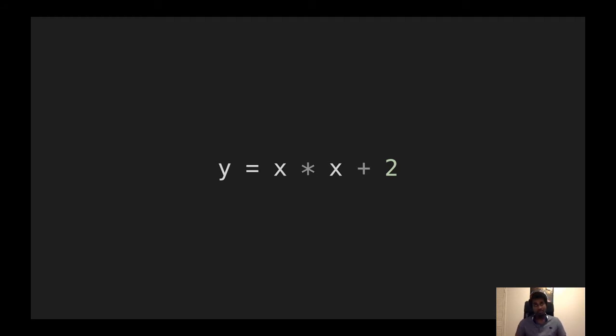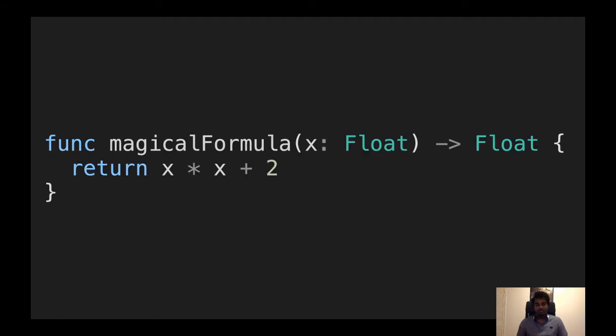How would you represent that mathematical expression in Swift? You just define a function. The way you define a function in Swift is by using the keyword func, giving a name to the function. In this case, we'll call it magical formula, supplying the argument you need, x, which is of type Float, and the return type of this function, which is Float, preceded by the arrow. And the return value is our simple equation, x into x plus 2.